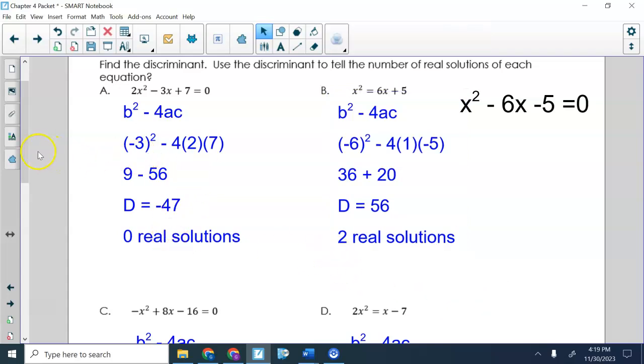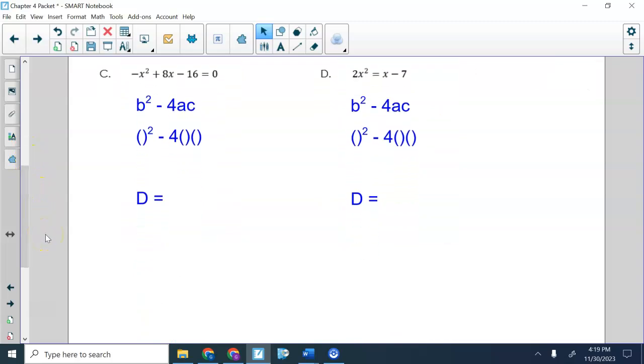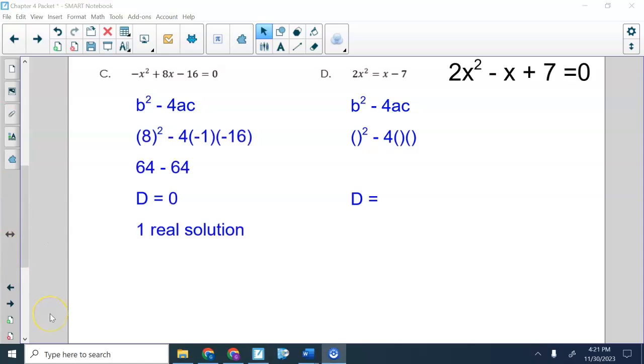All right, let's go to the next one here for C. Why don't you guys pause the video and try C and D. See if you can get what the discriminant would be, and then how many real solutions there would be. All right, so for C, the discriminant is 0, which makes there be 1 real solution.